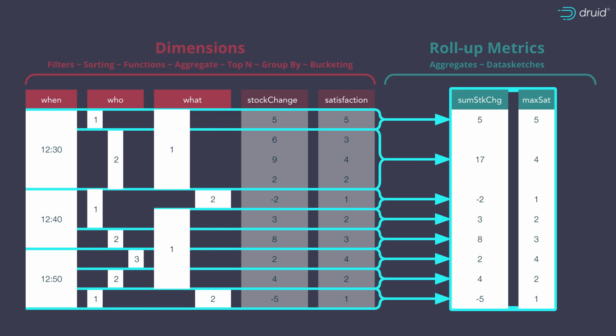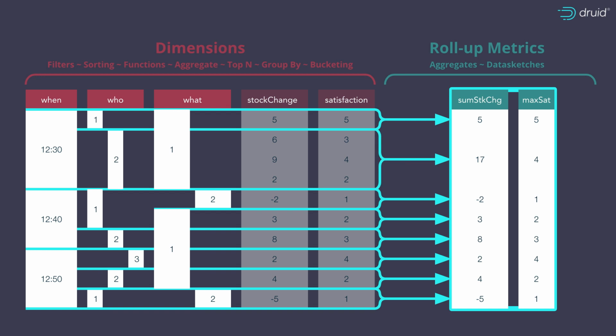Now in Druid we get a new row for each who and for each what within each time period. So in our sample here, 1230 is recorded in 2 rows. Our first row is for a who of 1 with a stock change of 5 and a max satisfaction of 5, and then a second row for a who of 2 with a sum stock change of 17 and a max satisfaction of 4. But for the other rows though, the combination of who and what means that there are a lot of rows emitted.